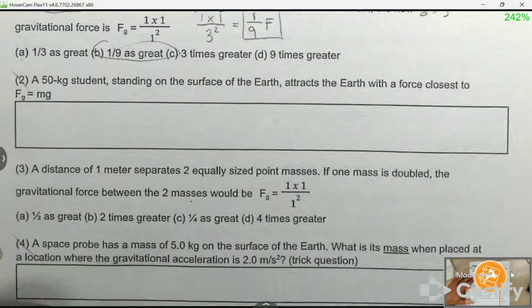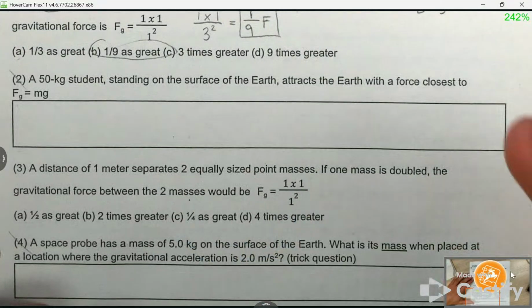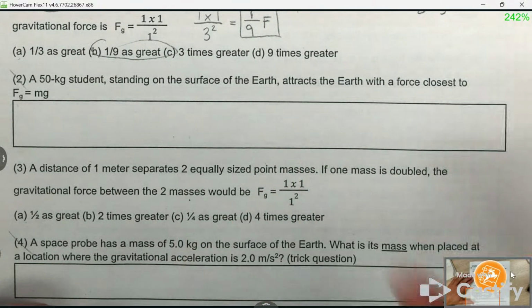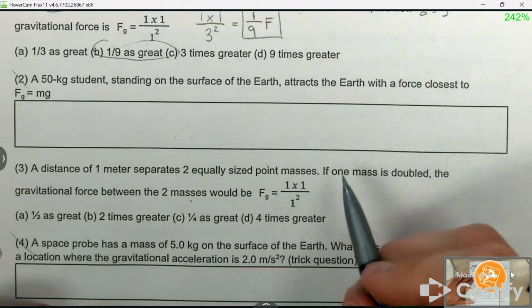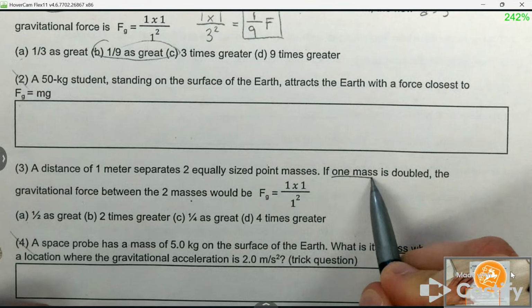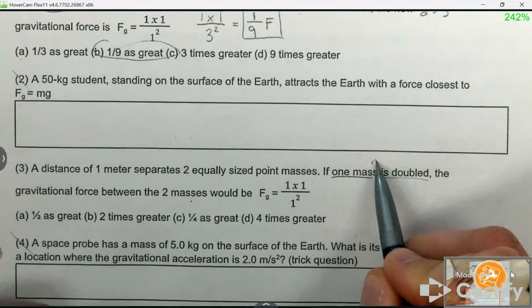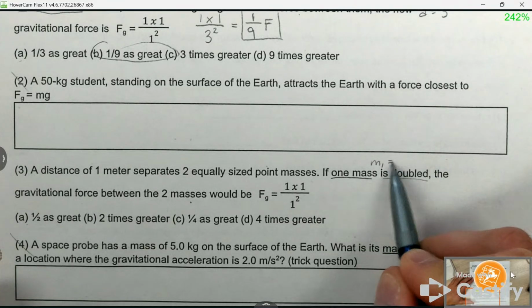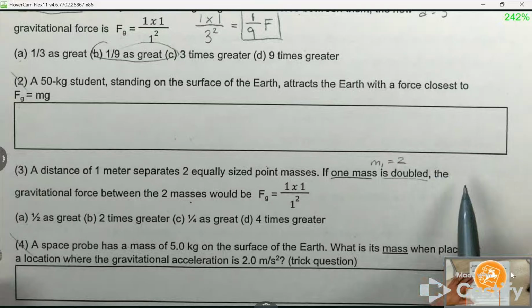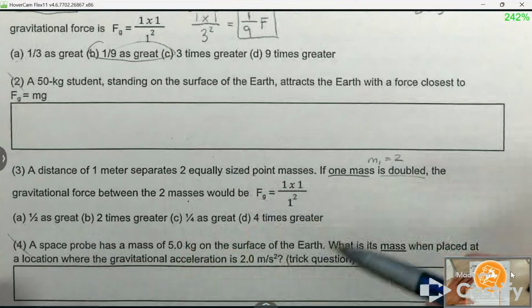Moving to number 3. Distance of 1 meter separates 2 equally sized masses. Great. Cool. We're setting up with this. If just one of the masses is doubled. So I always make the first mass the mass that I change first. So if it says one of them is doubled, all right, bet. Now they want to know what the gravitational force is between them.